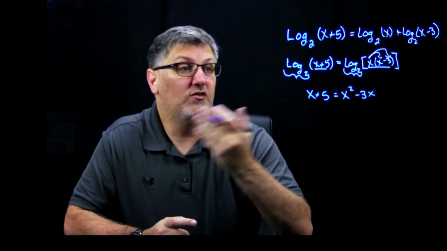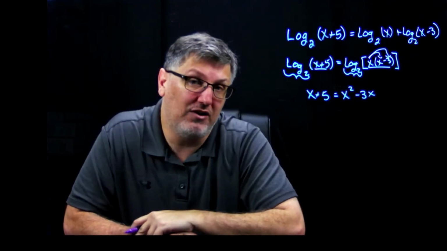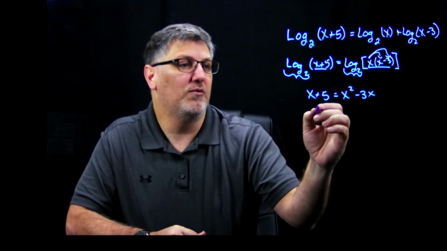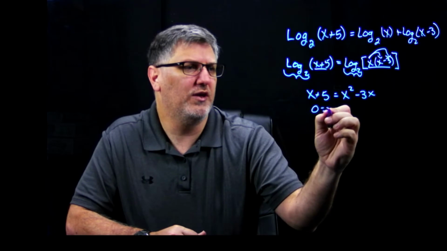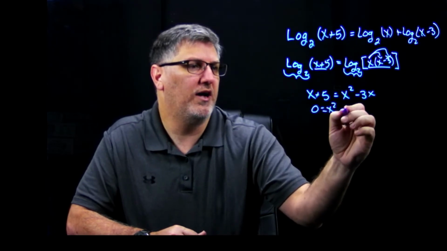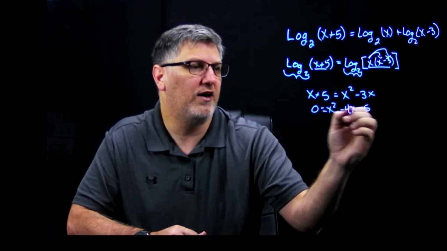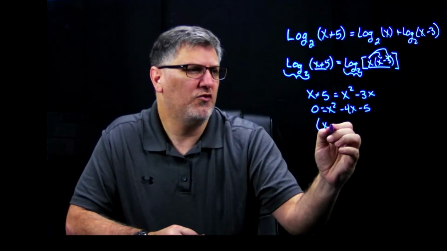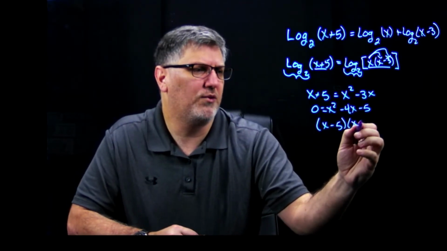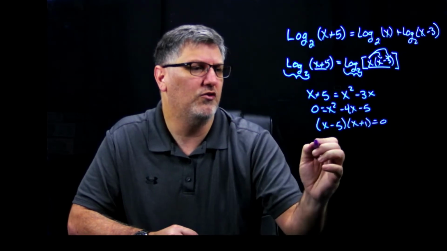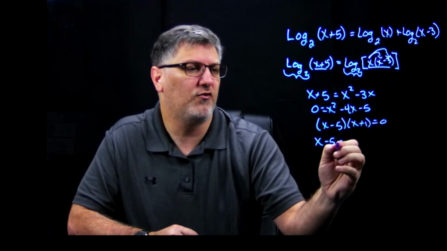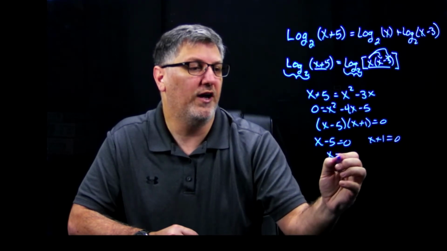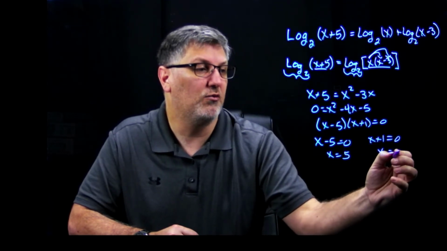All right, at this point I'm just solving a quadratic. We're back into Algebra 1, Algebra 2. We're going to move everything over, so I've got 0 equals x squared minus 4x minus 5. And this does factor to x minus 5, x plus 1 equals 0. We use our zero product property: x minus 5 equals 0, x plus 1 equals 0. Therefore, x equals 5 and x equals negative 1.